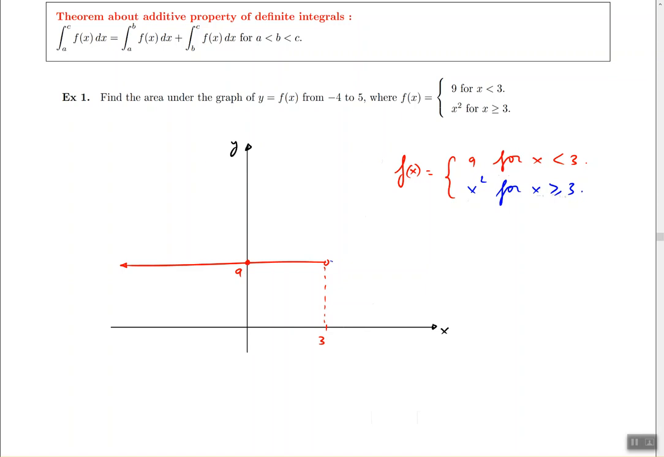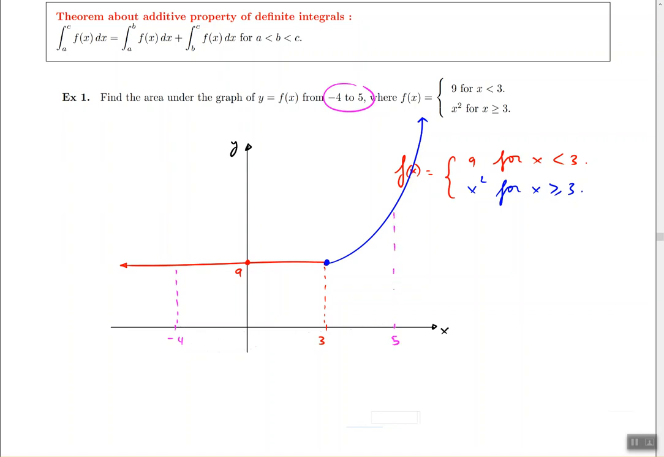And afterwards, the graph looks pretty much like a parabola. So this is pretty much the graph. At 3 itself, the graph is a solid 9 because of the x squared. So this function f of x has what we call a piecewise graph because it's got two pieces, one on the left, one on the right. And in this problem, we are searching for the area from -4 to the number 5. So -4 is somewhere around here. We want to know the area from -4 all the way to 5.